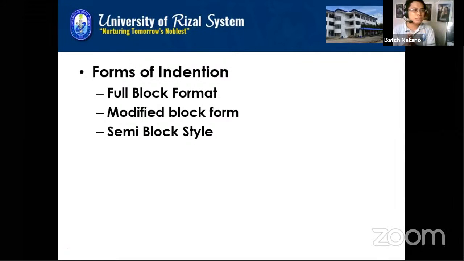So now we will proceed to forms of indentation. In other references, they have different terms for the different forms of indentation. Some would say full block format, some would say block format, or semi-block format, and some have indentation in a hanging indentation format. What I will be sharing here are the 3 commonly used forms of indentation that you can see many times in different letters: the full block format, the modified block format, and the semi-block style. So how do these three differ?